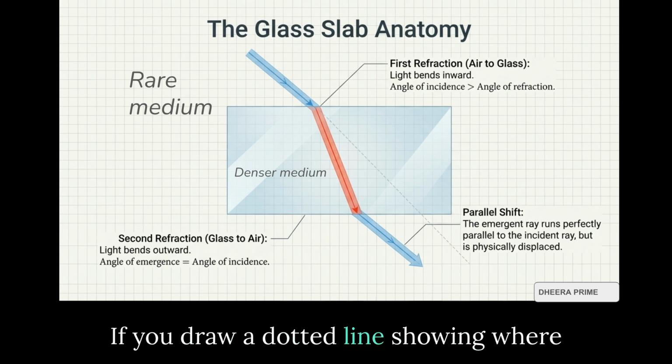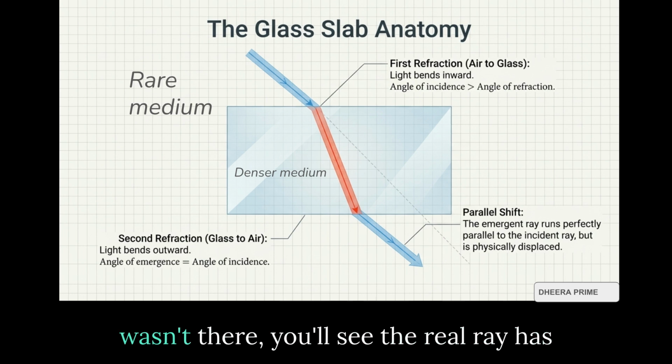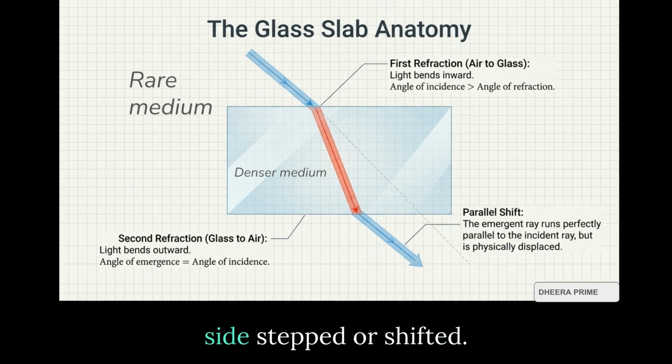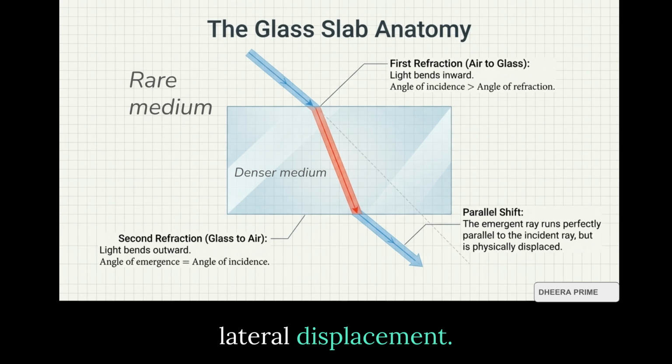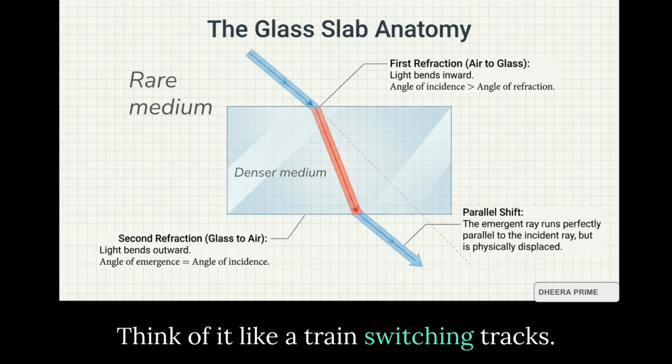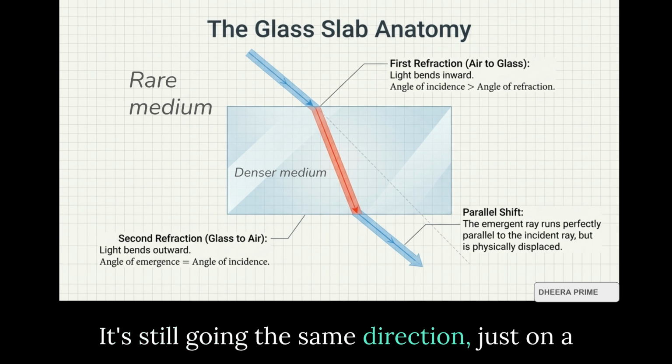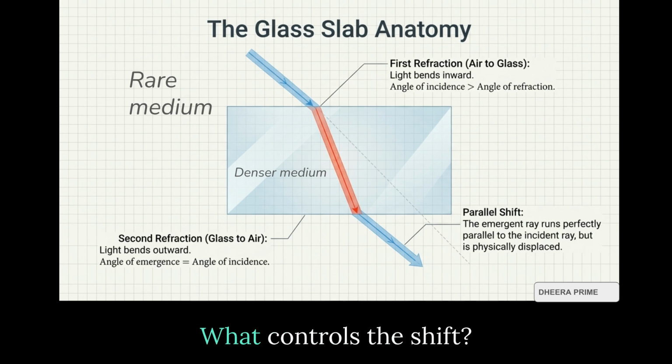If you draw a dotted line showing where the light would have gone if the glass wasn't there, you'll see the real ray has sidestepped or shifted. We call this perpendicular distance lateral displacement. Think of it like a train switching tracks. It's still going the same direction, just on a different line. What controls the shift? Not all shifts are equal.